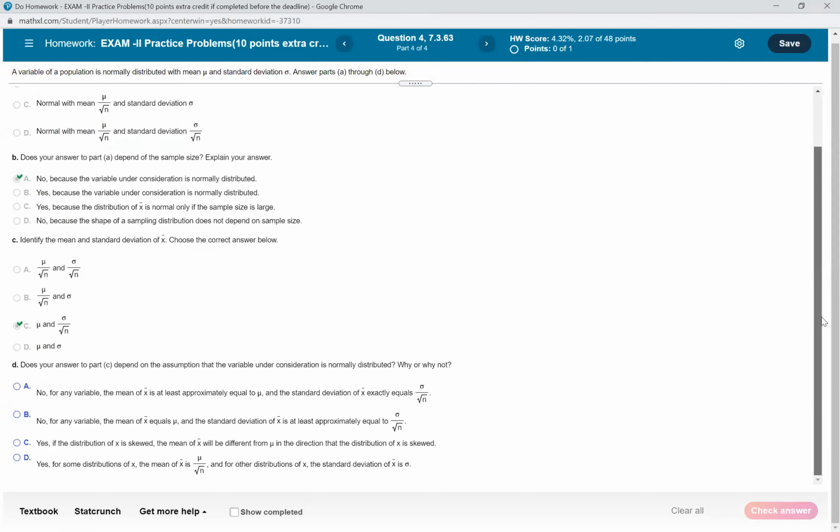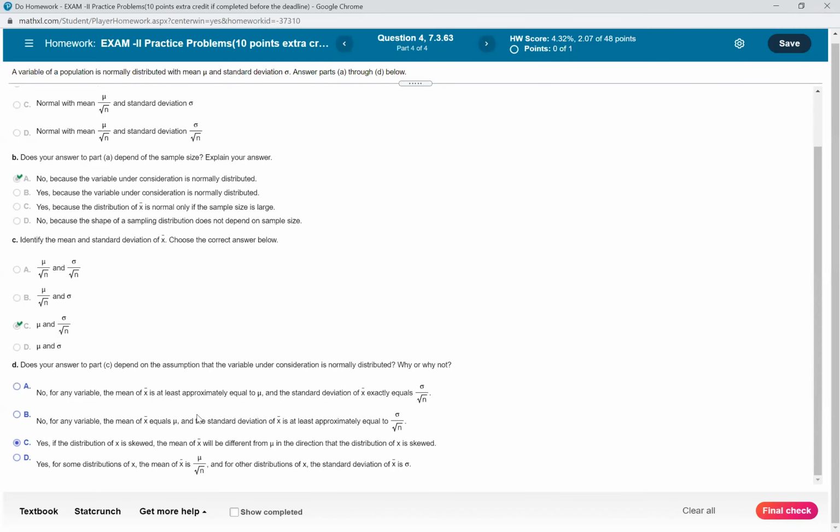Okay. So does your answer to part C depend on the assumption that the variable under consideration is normal? Yes, it depends, right? Because based on this, we answered that the sampling distribution is normal. Yes, if the distribution of x bar is skewed, the mean of x bar will be different from mu in the direction that the distribution of X is skewed. So this is the correct answer.